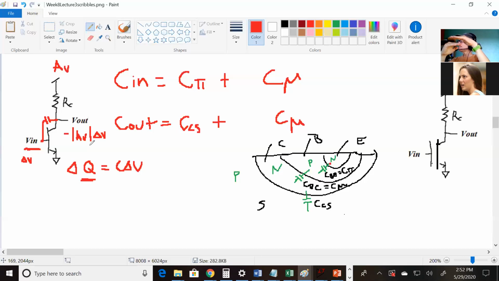Now let's say the V in says, oh, I've got to move up by delta V. Let's assume V out doesn't move yet. I put enough charge to change this delta V. But when V in moves delta V, V out moves AV delta V down. Does that picture work?